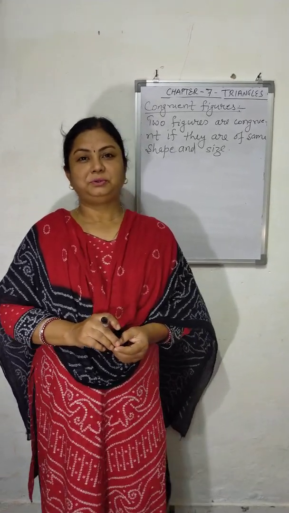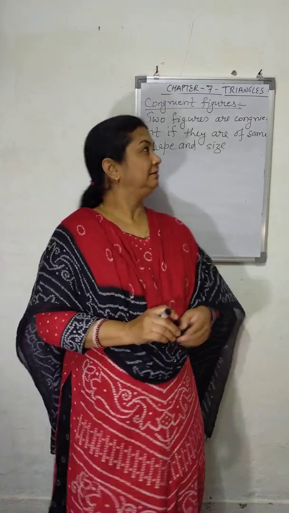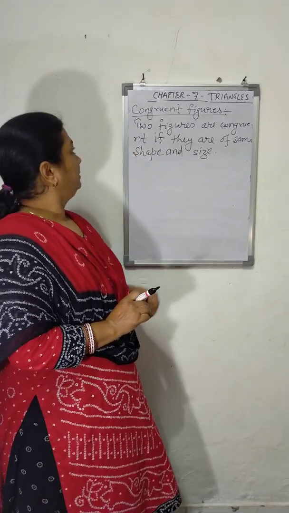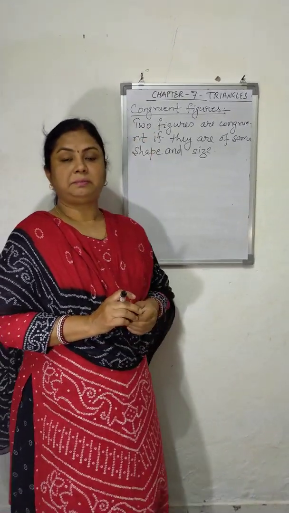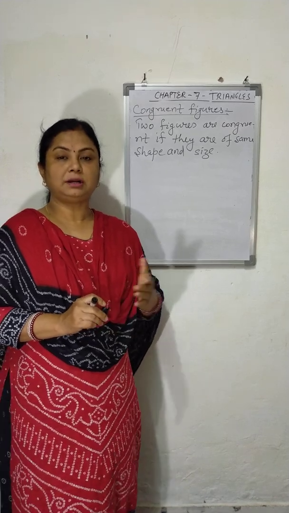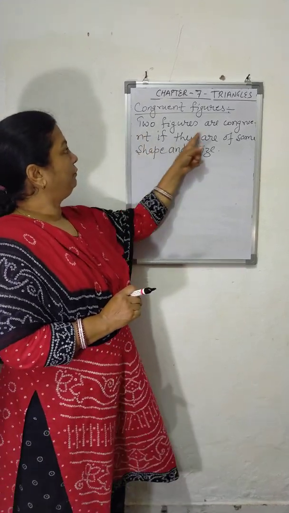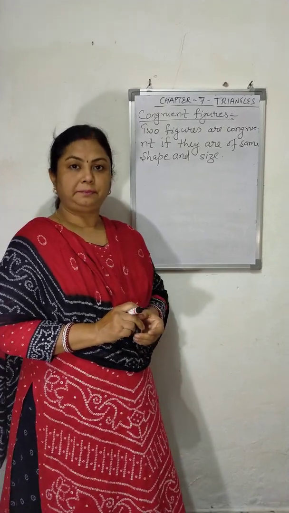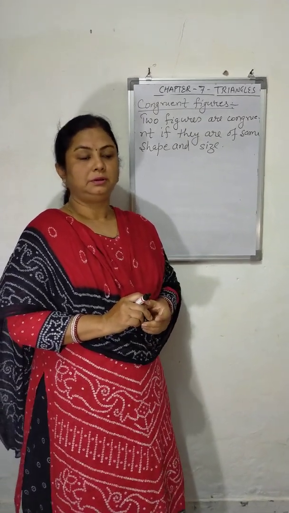Good morning children. Today I am going to start Chapter 7, Triangles. First of all, we will discuss congruent figures. What are congruent figures? Two figures are congruent if they are of the same shape and size both.